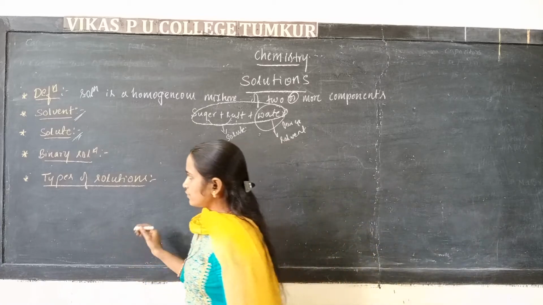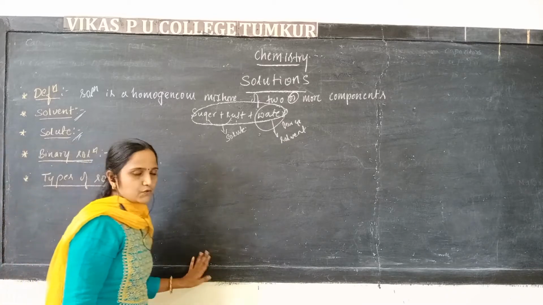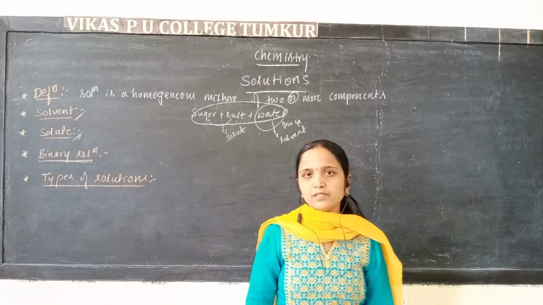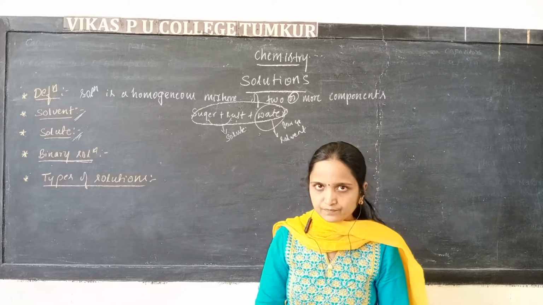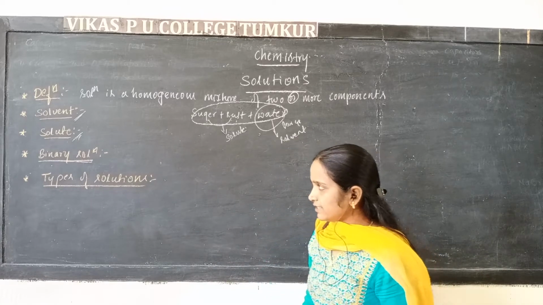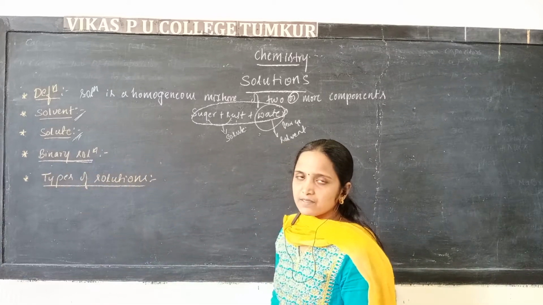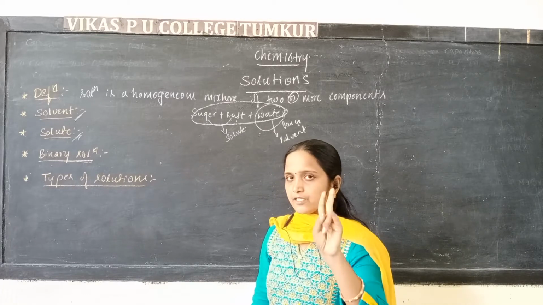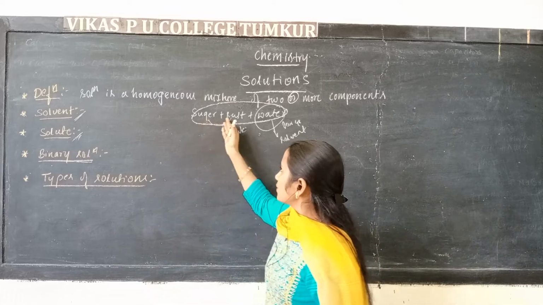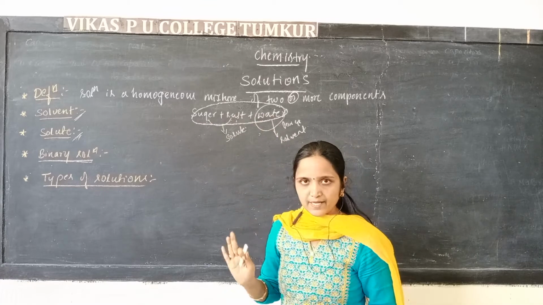Then next comes one of the important questions, a 1 mark question asked many times in the examination. What are binary solutions? The solution which contains two components. The solution which contains two components is called a binary solution. Only two components, not more. Sugar, salt, and water together contain three components, so it is not a binary solution.